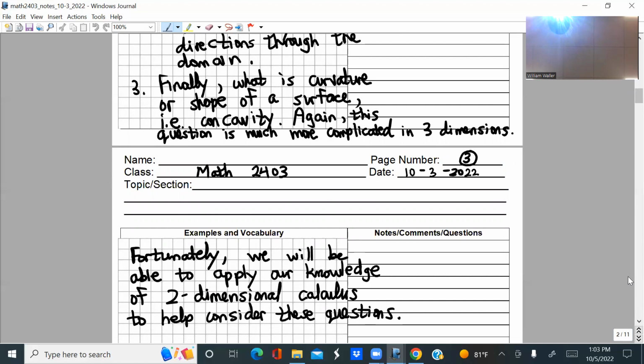Basically, it's very similar to two dimensions. If you have a surface, is it curved down like this, like an inverted bowl, or a surface like this? So do you have a hill or do you have a valley? Opening upward or opening downward.